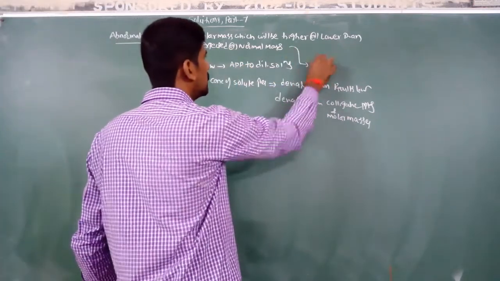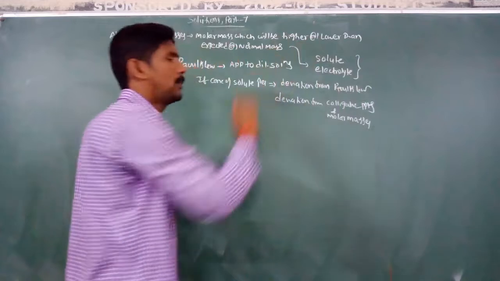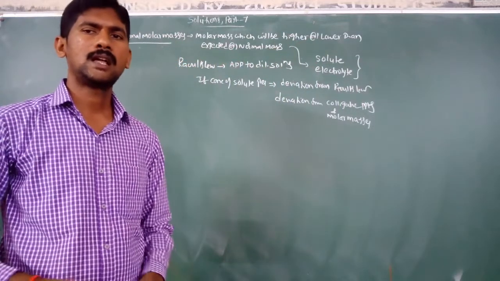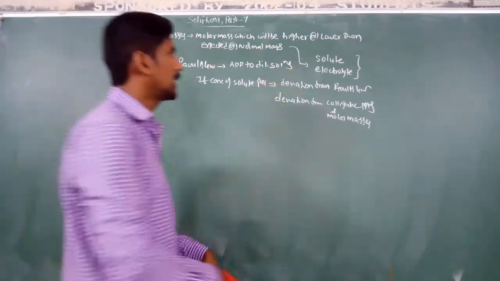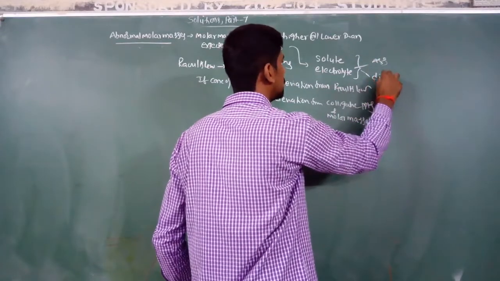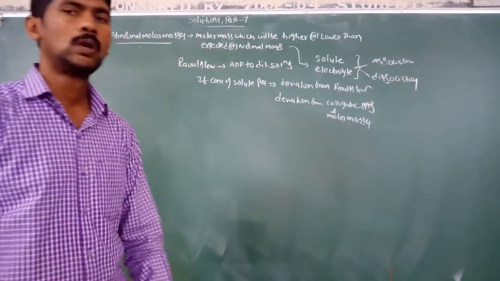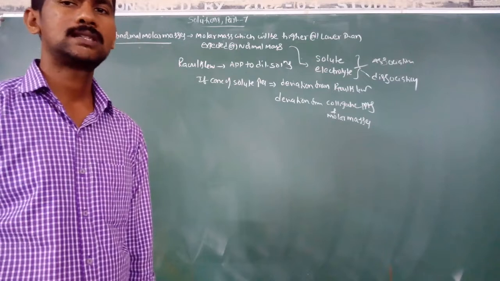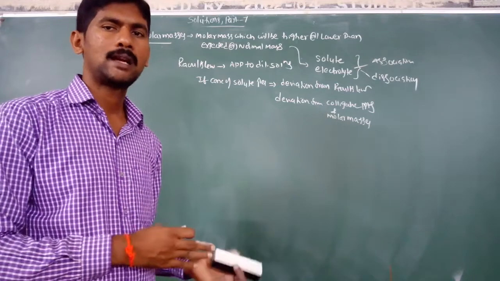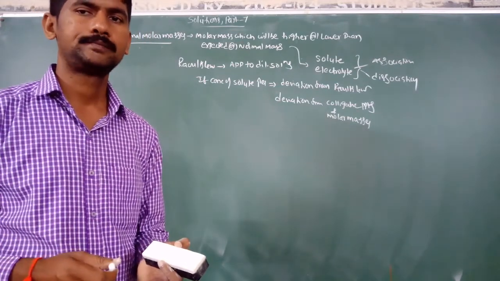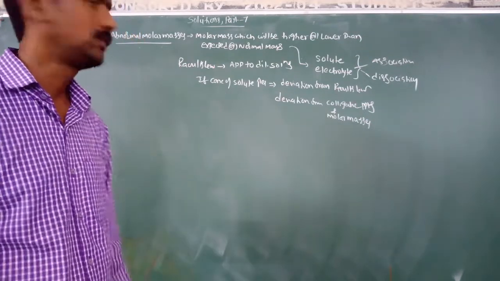When does it happen? When a solute or electrolyte undergoes association or dissociation, there will be deviation of molar masses, that is, the experimentally determined molar mass is different from the normal or expected molar mass. If a solute undergoes association or dissociation, this happens.